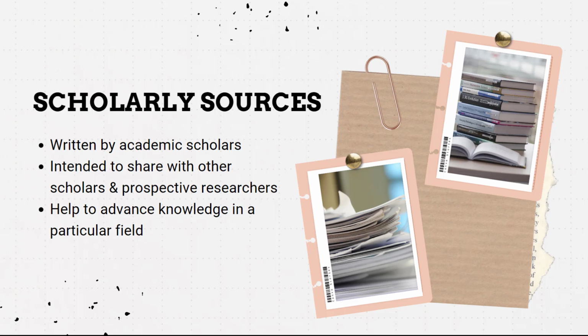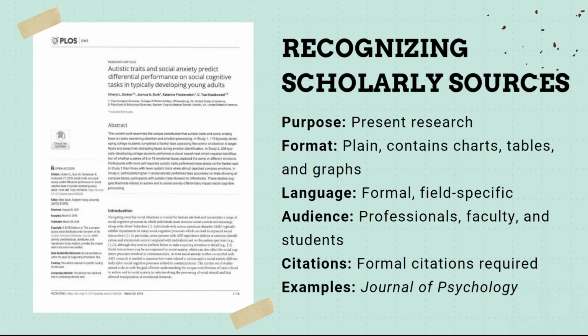A scholarly source is material that is written by academic scholars in a particular field. It is intended to be shared with other scholars and prospective researchers. This shared knowledge can then contribute to new research findings and theories. Scholarly sources can come in many different formats, such as books from academic publishers, peer-reviewed journal articles, and reports from research institutes.